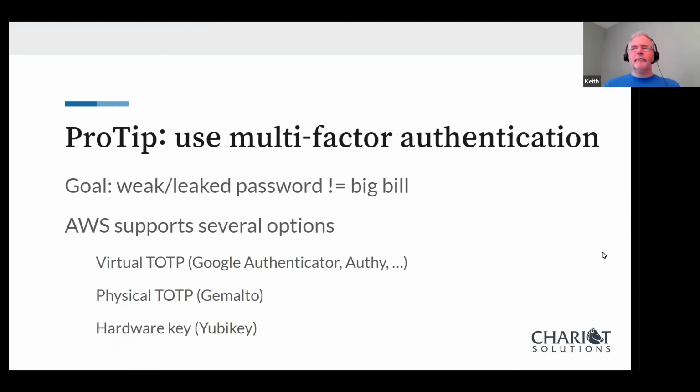And a couple of options for Amazon. There's the Google Authenticator or Authy using a virtual one-time pad, time-based one-time pad. You can have a physical key. I think they only support Gemalto. All of us had the RSA keys 10 years ago. I don't think Amazon supports that. Or you have a physical YubiKey that you plug into your PC to provide the additional authentication. Again, the goal here is to prevent unauthorized access.